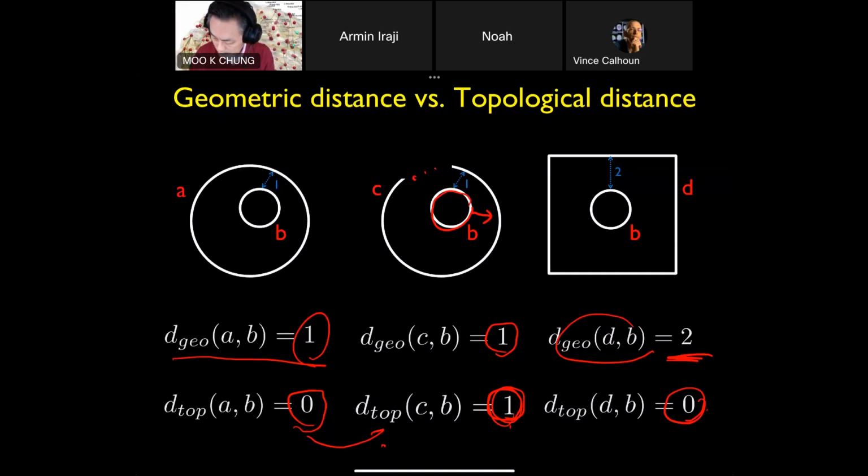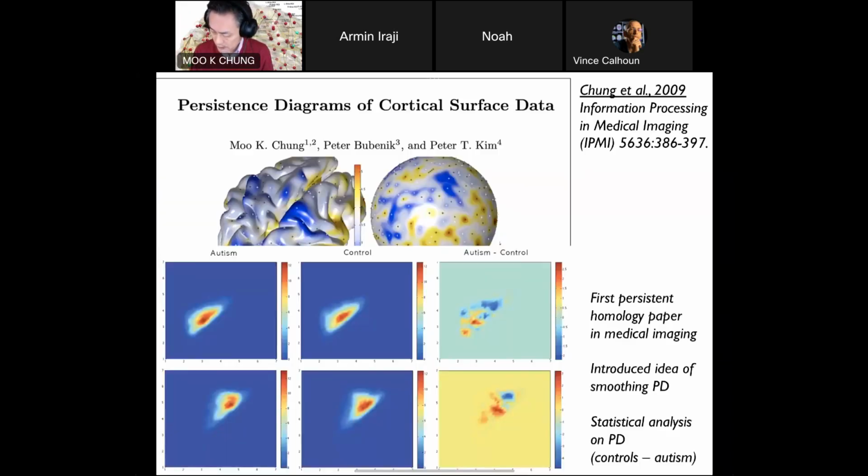Our group is actually the first group that introduced topological data analysis to brain imaging and medical imaging. We published a paper in 2009. I gave a talk at IPMI, and that kind of jumpstarted topological data analysis, I think.